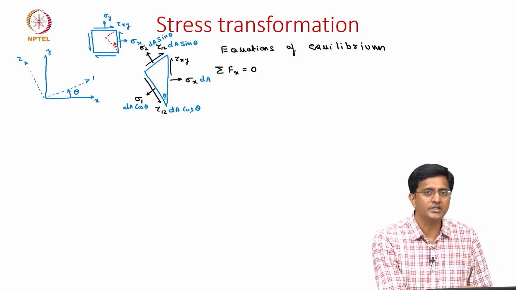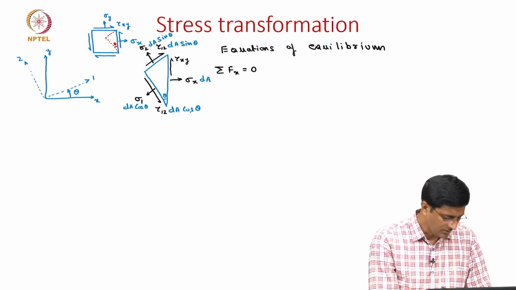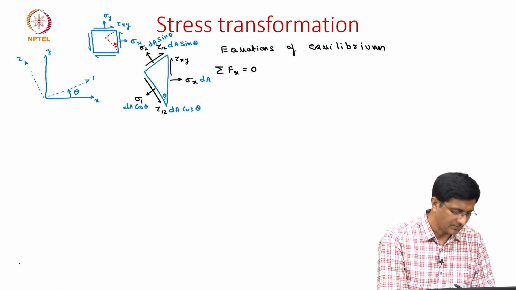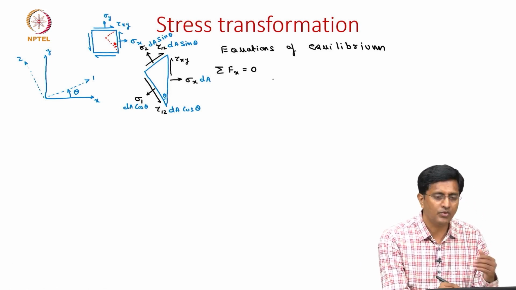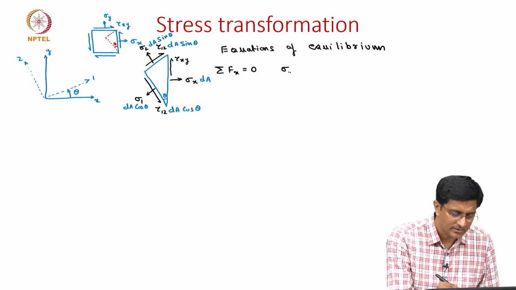So, since we multiplied the stresses with the cross section areas, now what we have is forces, and now we should be able to write them in the equilibrium equations. So, now let us start with the right face. There is only one force along the x axis, we will write it as sigma x dA.